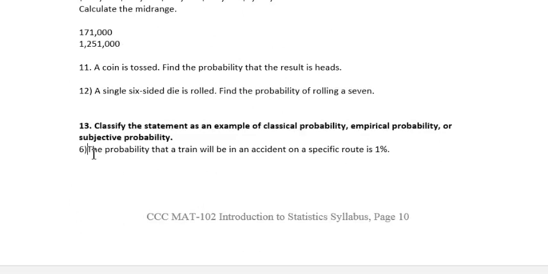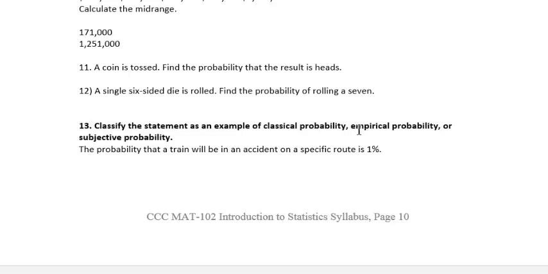Let's look at number 13 over here. Number 13 says, classify the statement as an example of a classical probability, empirical probability, or subjective probability. So obviously, first thing we got to do is define those things. Well, classical means probability when all the events are equally likely. Probability of flipping a coin and getting 3 straight heads, something like that. Classical probability just means, in general, the probability of certain things happening, assuming that all the probabilities are equal.